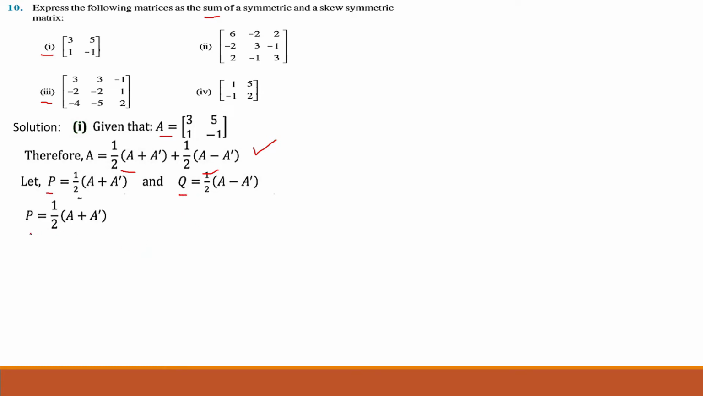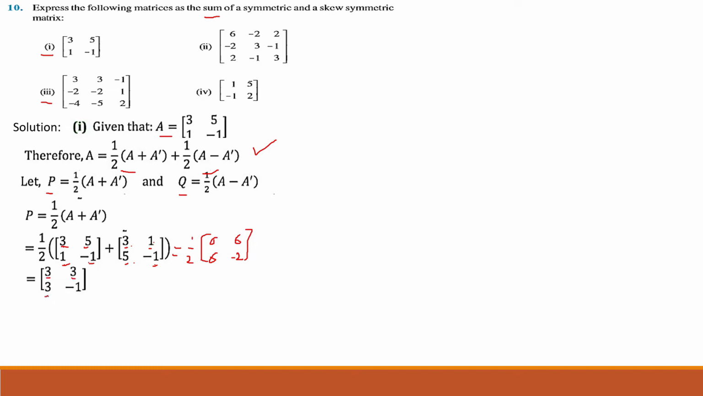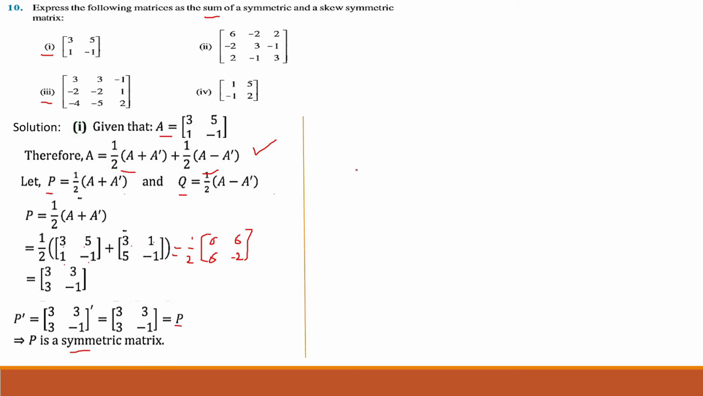So solving for P, half into matrix A plus A dash, simply 3 5 becomes the first row, and 1 minus 1 becomes the second row. Adding these two, it will be half into 6 6 and 6 minus 2, and if we multiply half with each and every element, it will be 3 3 3 and minus 1. So this is matrix P, and its transpose P dash will be equal to P again. So that means P is a symmetric matrix. So this is our first part done.